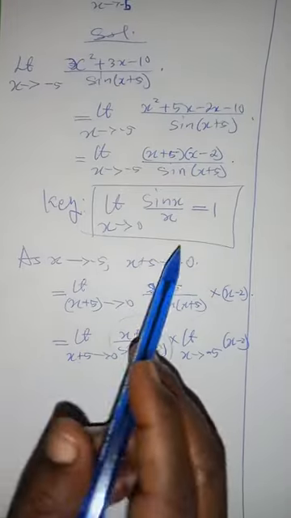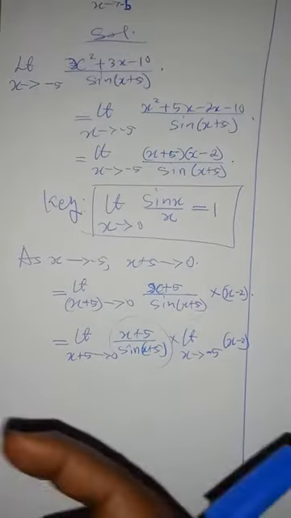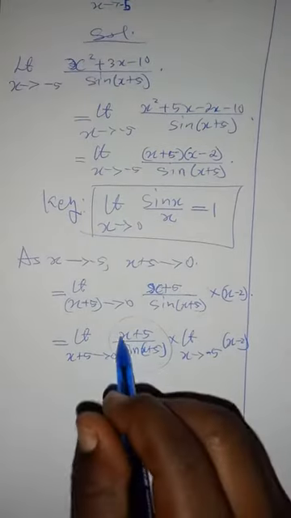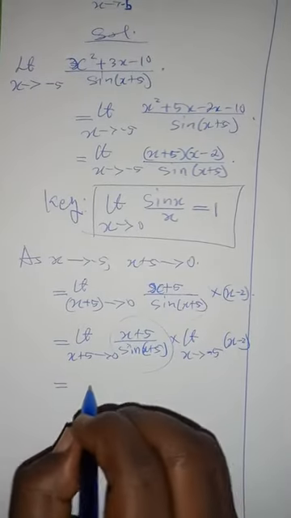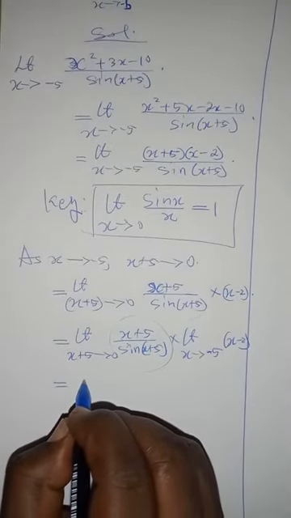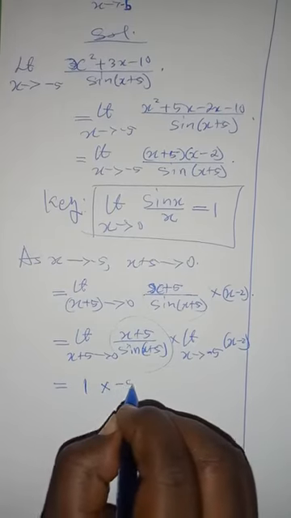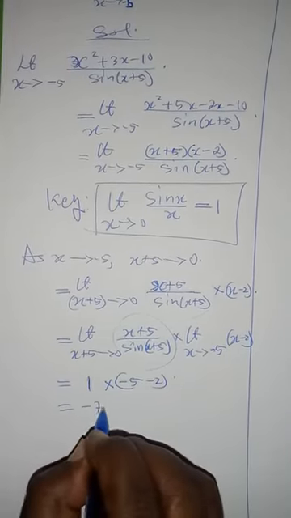This is the key, right? Whether it is this over this or this over this, the idea is that as this one is going to 0, this one is also going to 0, so the whole expression goes to 0. So that means that if I do the substitution now, this is 1 now, times, then I'll put x is equal to minus 5 in this, minus 2. So my whole answer is minus 7.